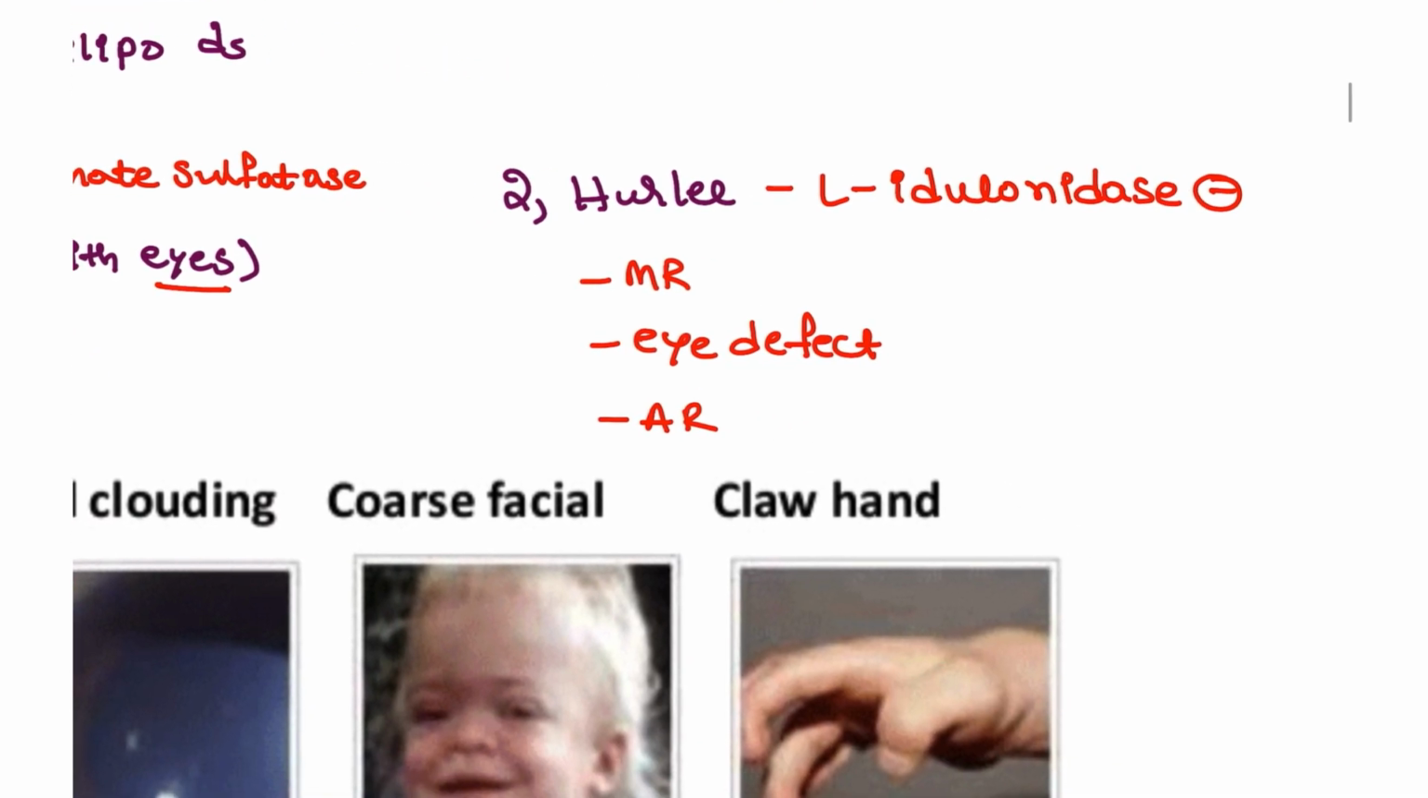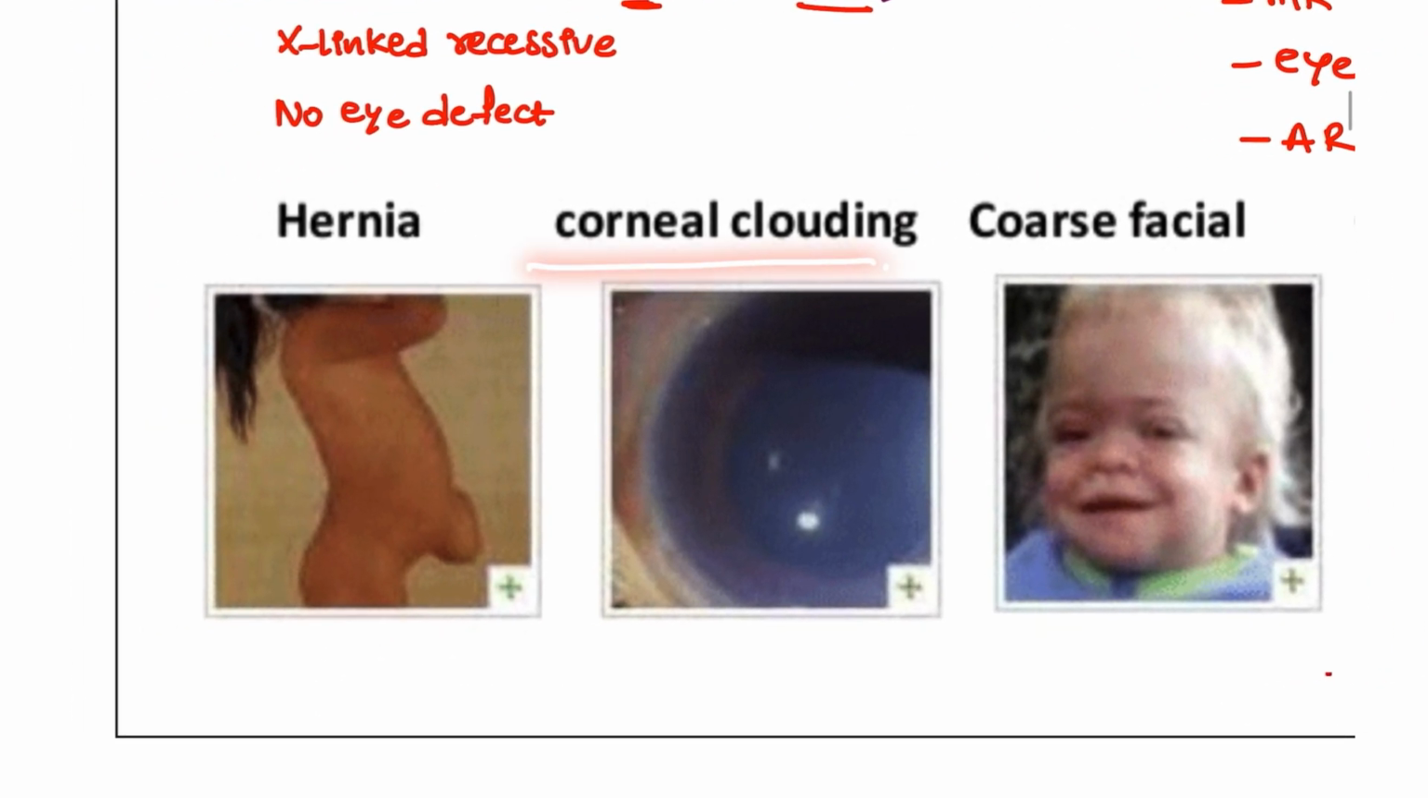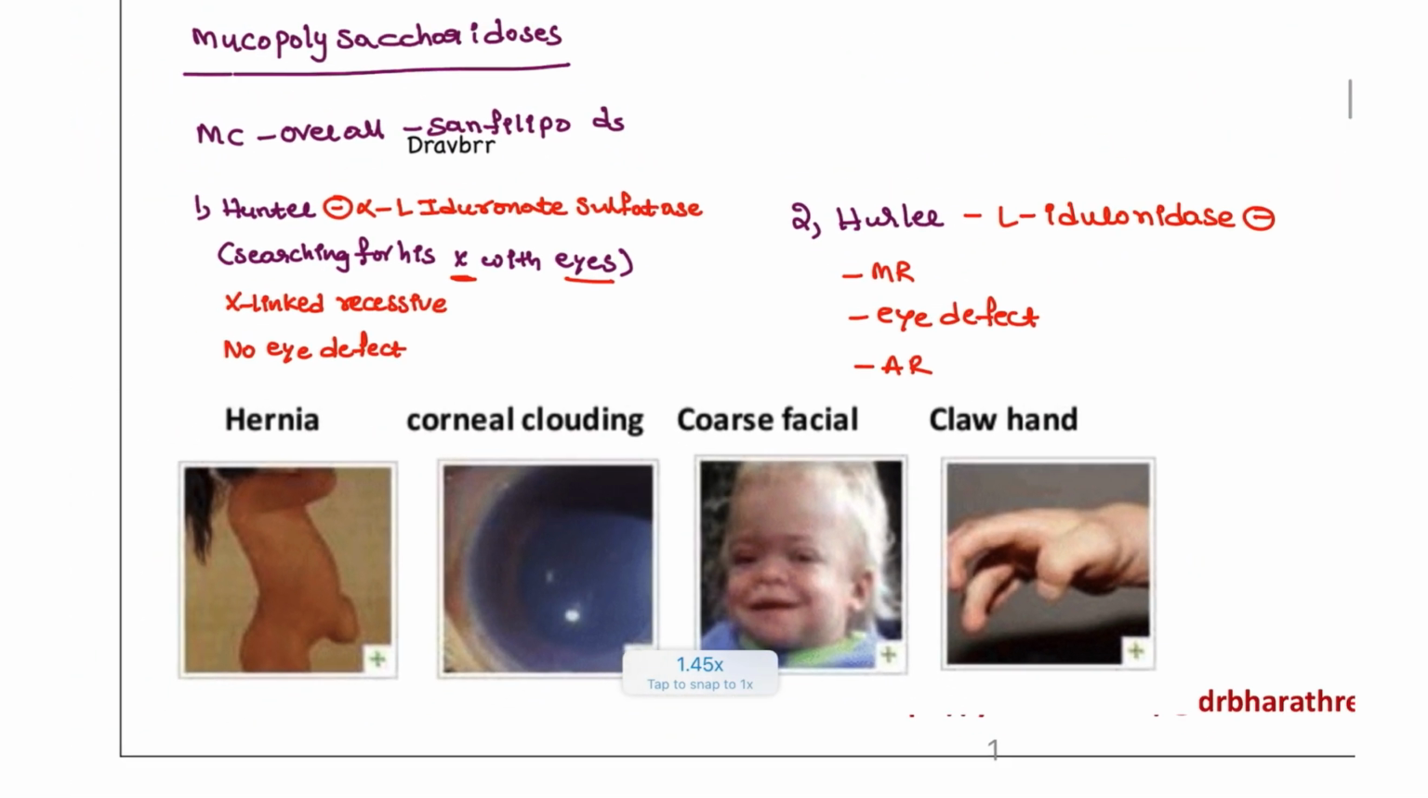Coming to the enzyme, alpha-L-iduronate sulfatase is deficient in this patient. Next, Hurler syndrome. It is L-iduronidase, which is the deficient enzyme, and mental retardation and eye defect will be seen, like corneal clouding. This eye defect will be present in this patient.